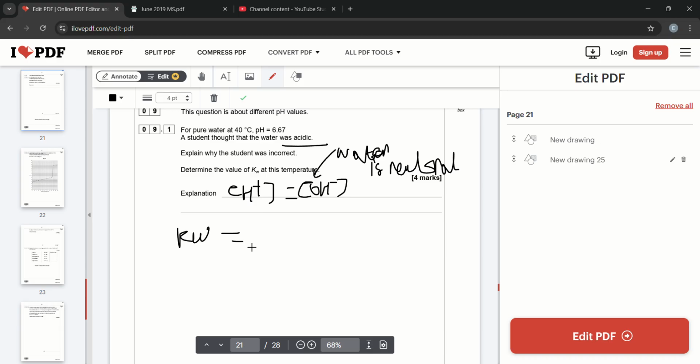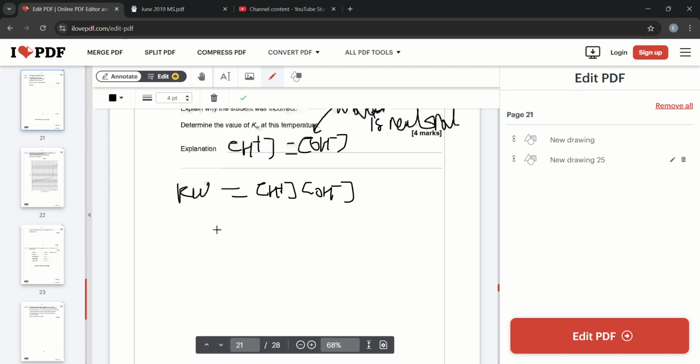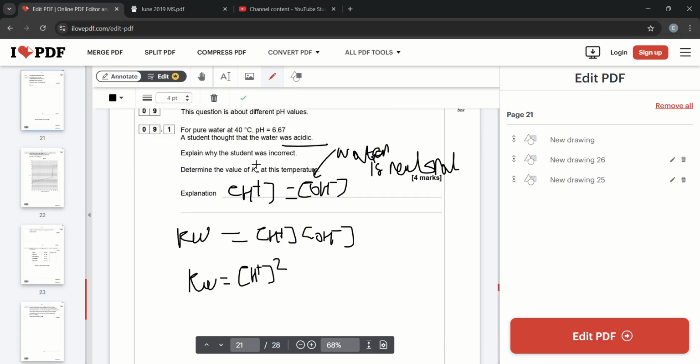Kw is equal to H+ times OH-. However, in this question, we have nothing about OH-. Not one piece of information. So what we're going to use instead is Kw, assuming that, becomes H+ squared, which is perfectly acceptable. And we know pH equals 6.67.